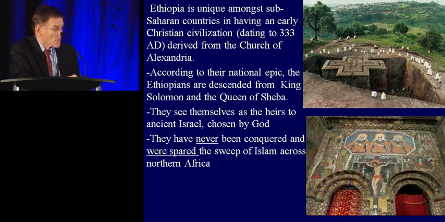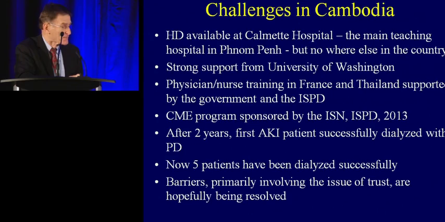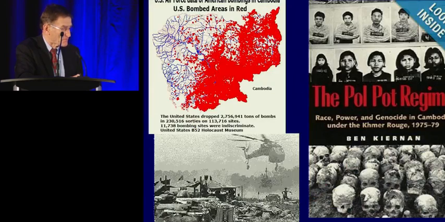But it's unique among sub-Saharan countries in having an early Christian civilization. And according to the national epic, the Ethiopians are descended from King Solomon and the Queen of Sheba. They see themselves as heir to ancient Israel, chosen by God. They've never been conquered, and were spared the sweep of Islam across northern Africa. So the Ethiopians, as I see it, are very resistant to outsiders coming in, telling them what to do, giving them new ideas. So getting them to approve anything has proved to be almost impossible. In any case, there are patients with AKI dying, and we can't seem to have much of an impact. I'm going to skip this.